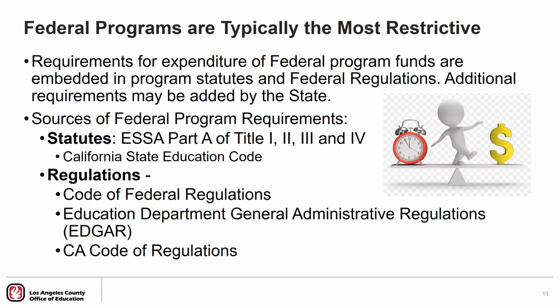The Code of Federal Regulations is set forth by the Office of Management and Budget, also known as OMB. And the OMB governs all federal programs, and specifically Part 200 applies to the federal education programs. And EDGAR provides additional detail on some of these requirements. The California Code of Regulations also should be referred to because this codifies the CDE guidance related to some of the federal and state programs.